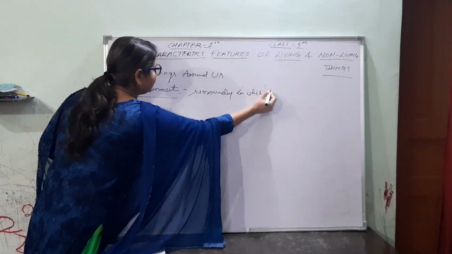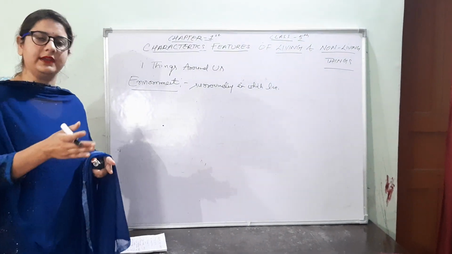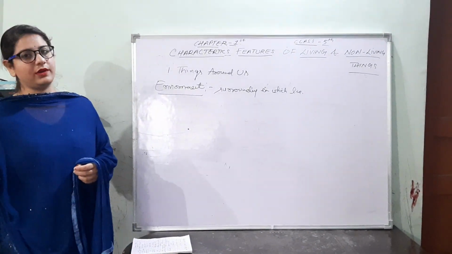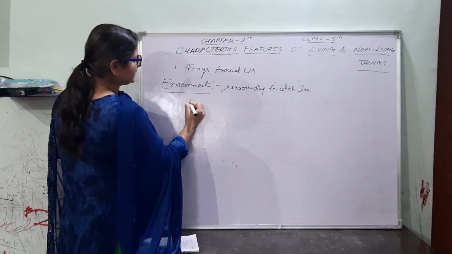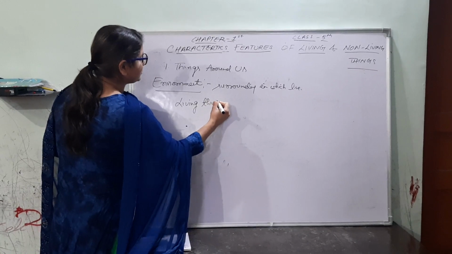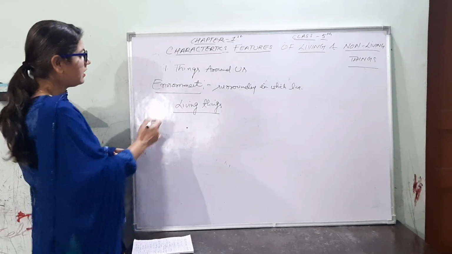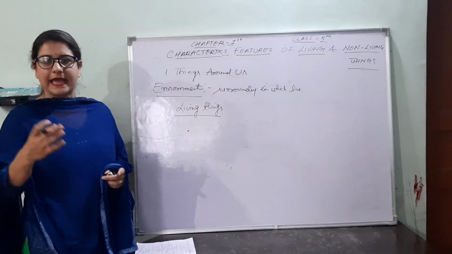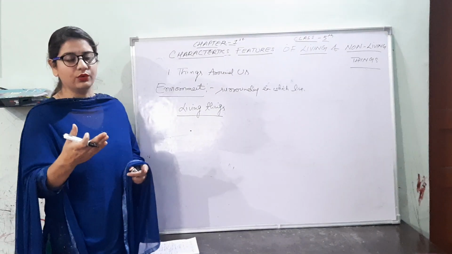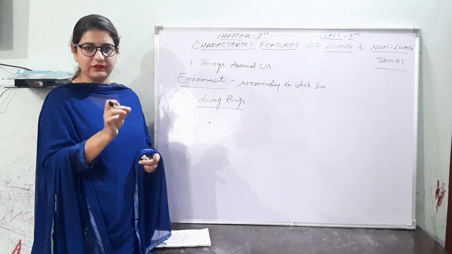And we all know that an environment consists of living as well as non-living things. Today we discuss the living things and their characteristics. Living things can reproduce, living things can move, living things can grow, living things can breathe. So these are the features of the living things.